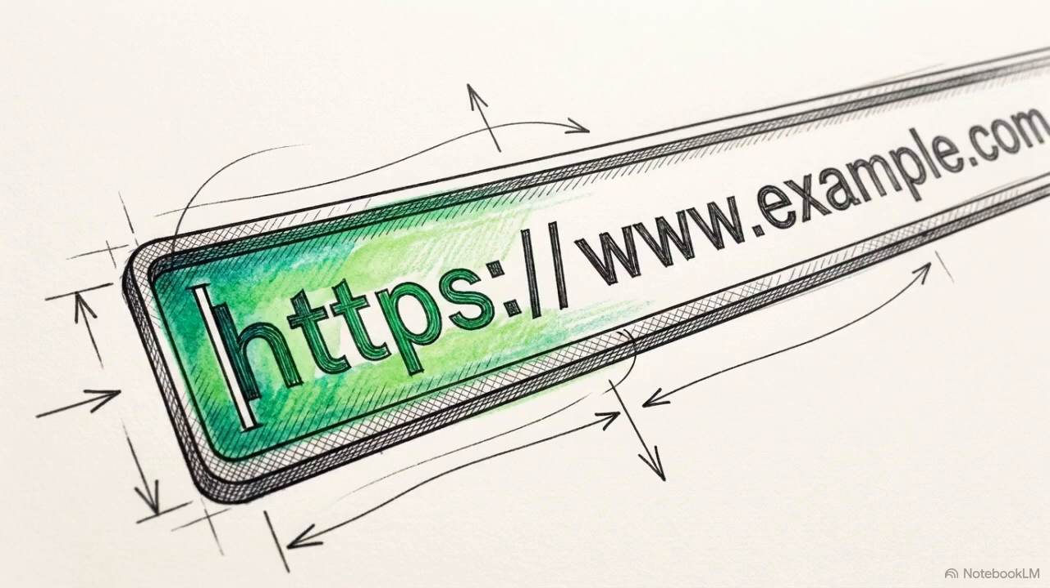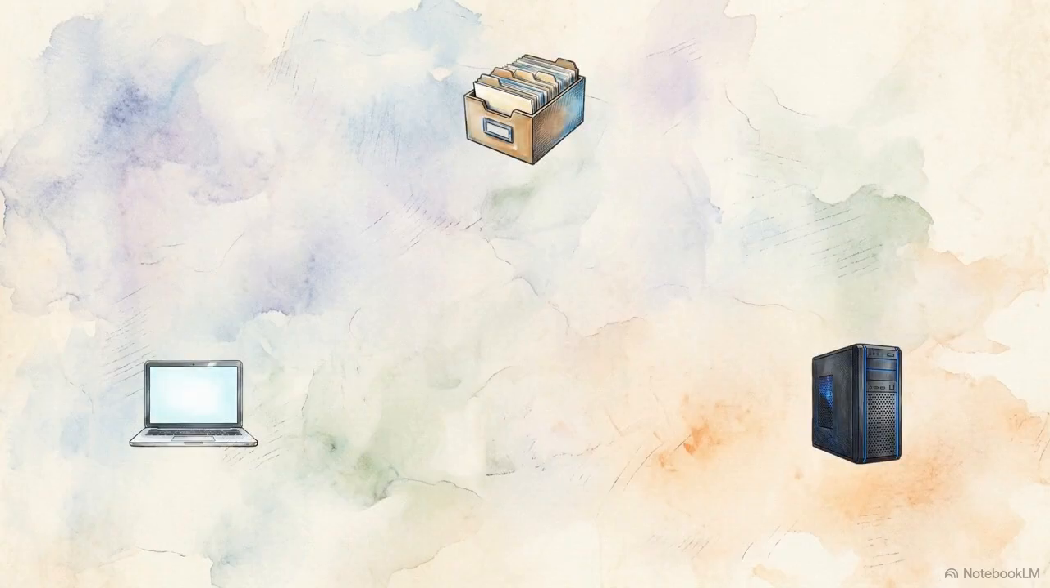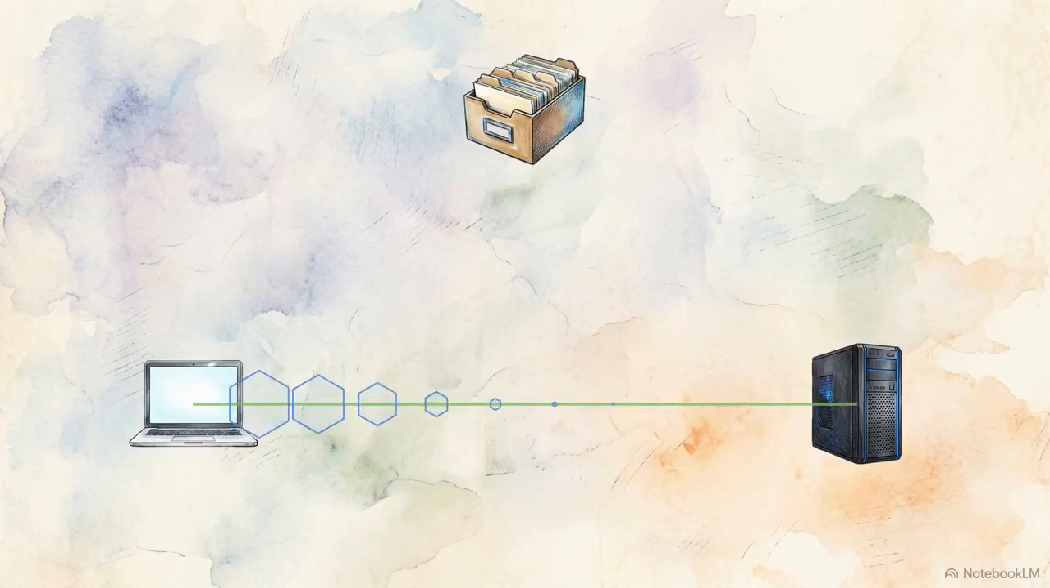The pipeline begins the moment the browser parses your URL to identify the protocol, like HTTPS, and the target domain. Because computers route traffic using IP addresses, the browser must first query the domain name system, or DNS. As we see in this network topology map, a request travels to a DNS directory, which then returns the specific numeric IP address of the target server back to the client.